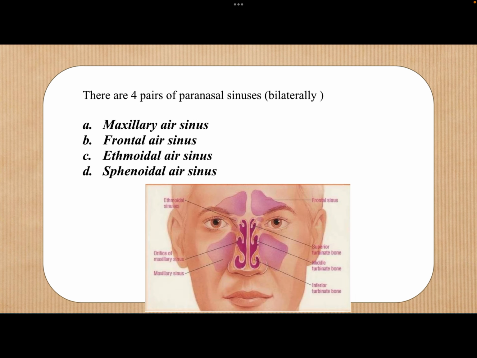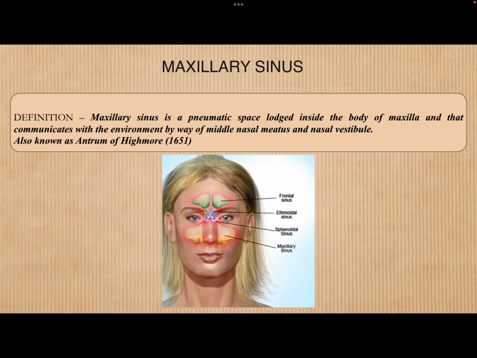So there are four pairs of paranasal sinuses which are bilaterally present: maxillary sinuses, frontal air sinuses, ethmoid air sinuses, and sphenoid air sinuses. So our point of interest, maxillary sinus.